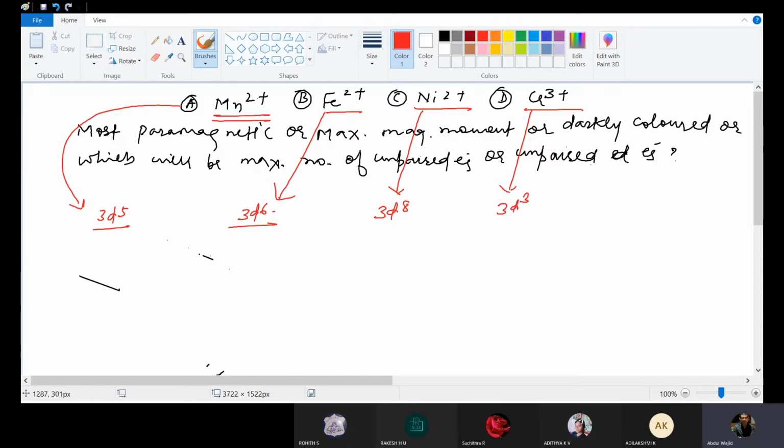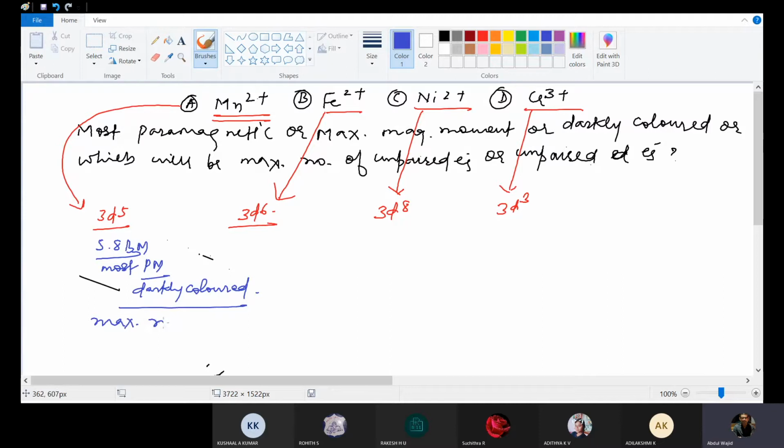So this 3d5 will be having a magnetic moment of 5.8 BM, will be most paramagnetic, most darkly colored, and will be having the maximum number of unpaired electrons or unpaired d electrons. Both answers will be right for this Mn2+.